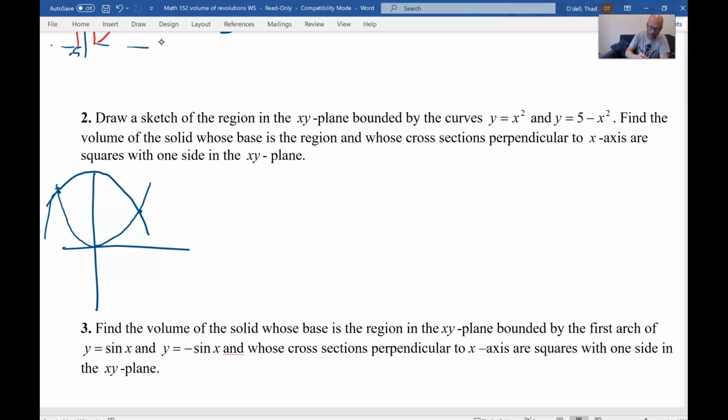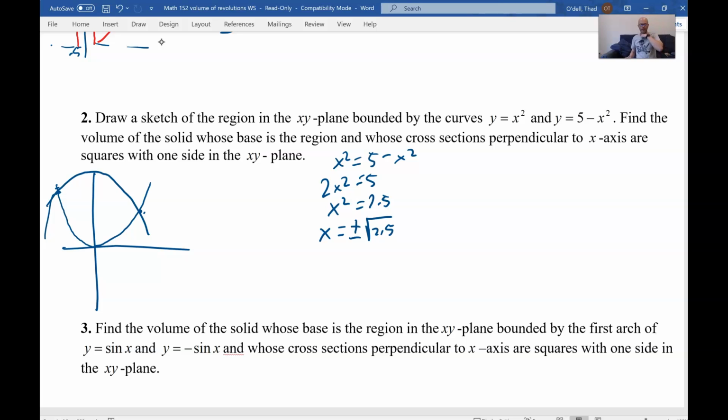Okay, so we need to find these endpoints so we can define our region. We know that those endpoints occur when x squared is equal to 5 minus x squared. So if we add x squared to both sides, we get 2x squared is equal to 5, which means x squared is equal to 2.5, which means x is equal to plus or minus the square root of 2.5.